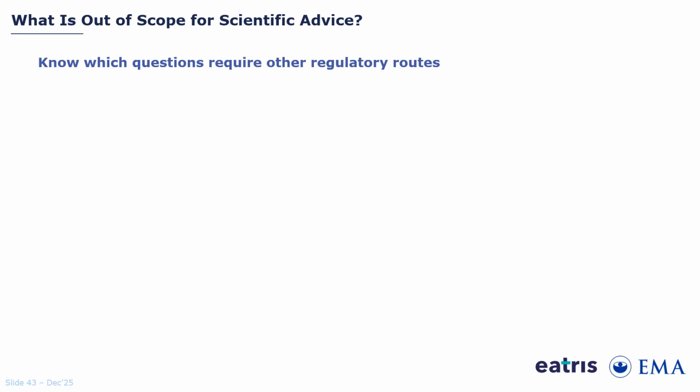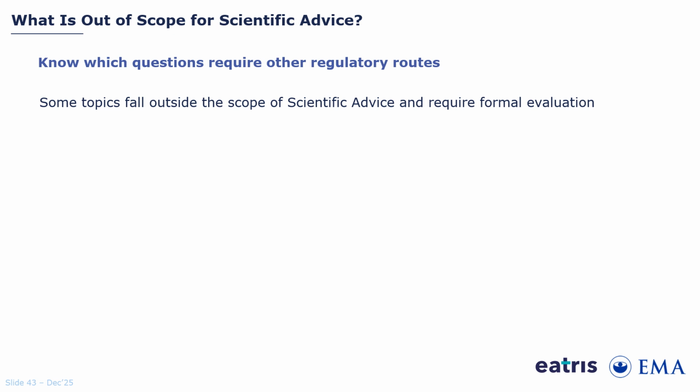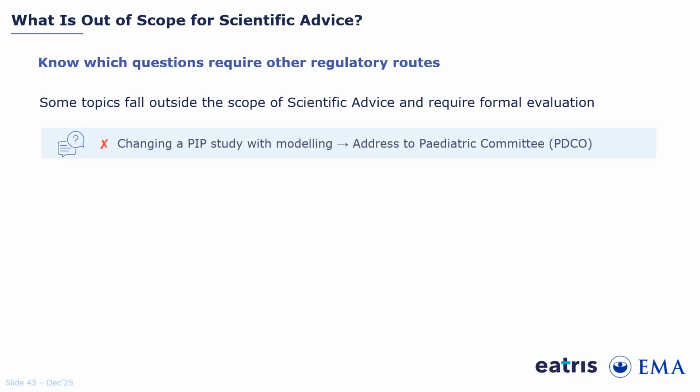In addition to avoiding poorly formulated questions, it's important to understand which topics are outside the scope of EMA's scientific advice. For example, questions that would require results assessment or that fall under the responsibility of other regulatory pathways or bodies. For example, a proposal to change an agreed pediatric investigation plan, a PIP study. Questions such as, could the proposed modeling study replace Study X in the agreed pediatric investigation plan? Are outside the scope of scientific advice and must be addressed to the Pediatric Committee, the PDCO.